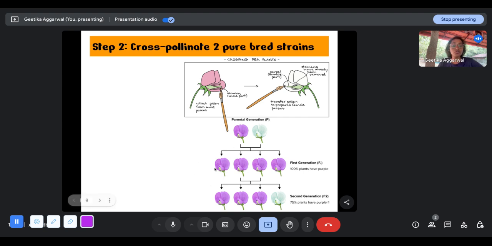After doing so, what he saw was that in the first generation, the seeds that he got after this cross all gave purple flowers. So he planted those seeds and saw the outcome of the plants that sprouted, and the flowers that came on those plants were all purple.